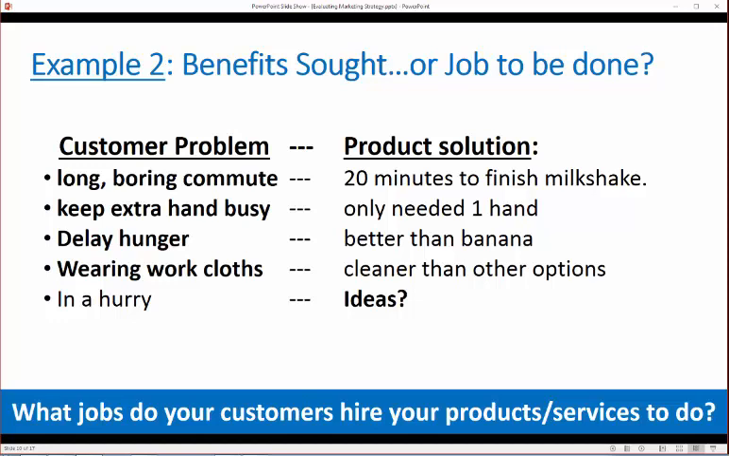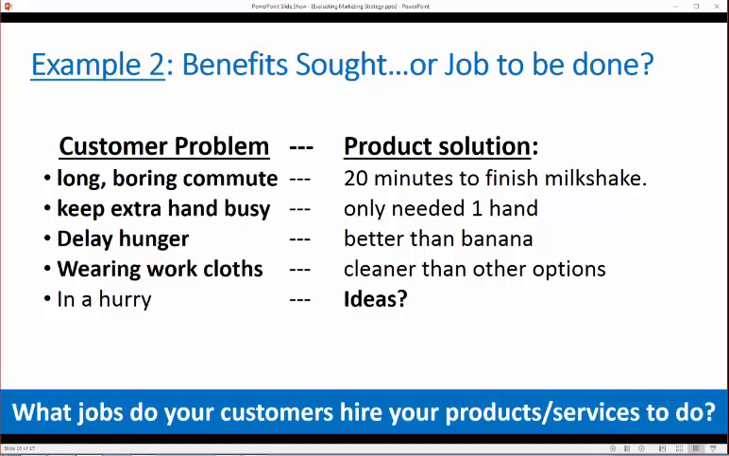And so some of the things they did: if they designed their milkshakes the correct way, then they found that it could take up to 20 minutes to finish a milkshake. Check, we're covering the long, boring commute. They could only use one hand to hold their milkshake and to drink their milkshake. That worked out great.